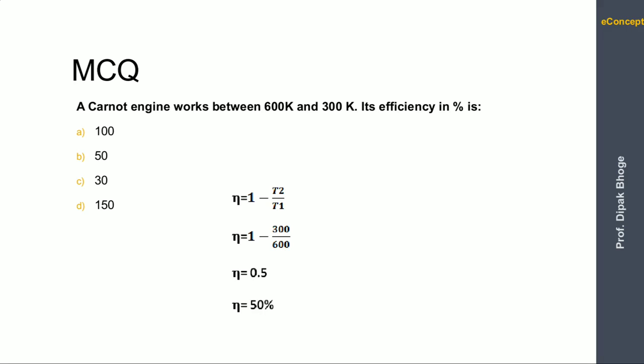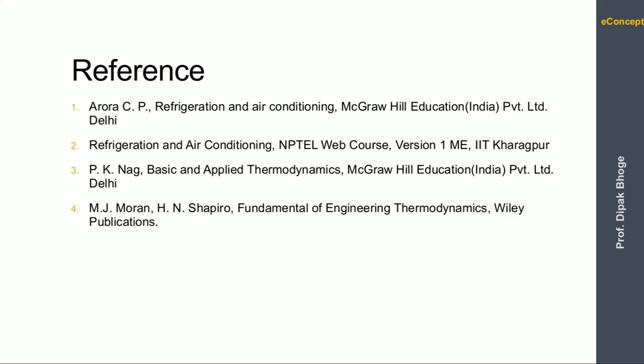If these temperatures are given in degrees Celsius, then we need to convert it into the Kelvin. Now in this problem they have already given it in Kelvin. If it is given in degrees Celsius, first convert it into the Kelvin and then find out the efficiency. Now these are the references used.